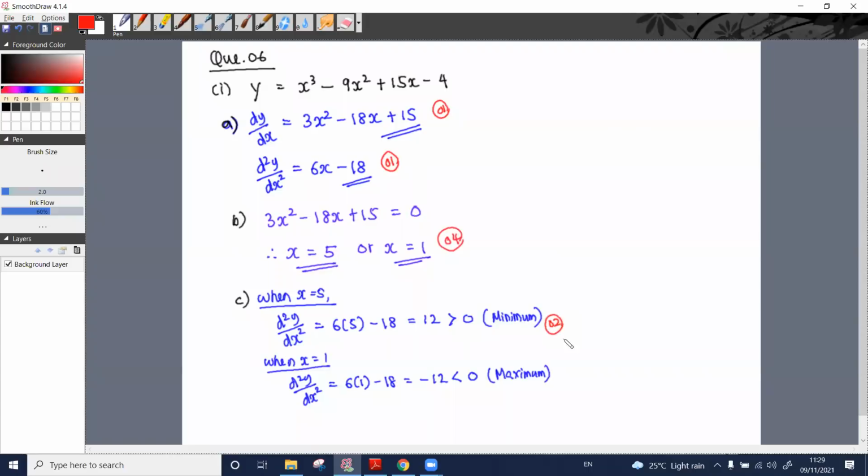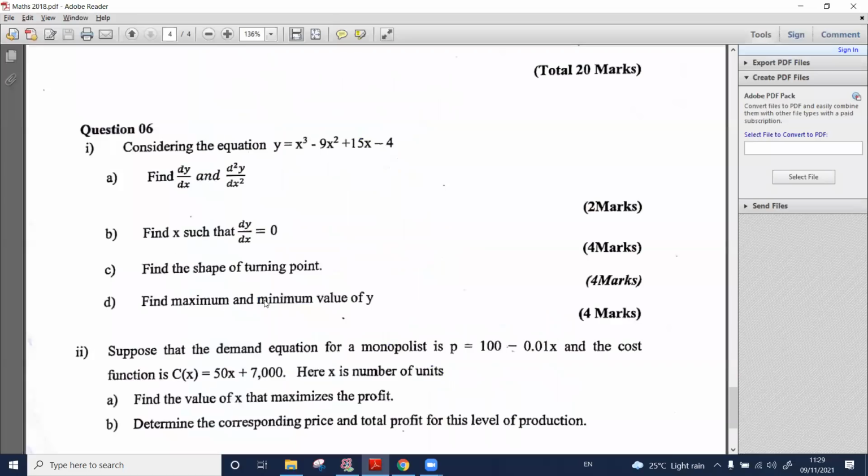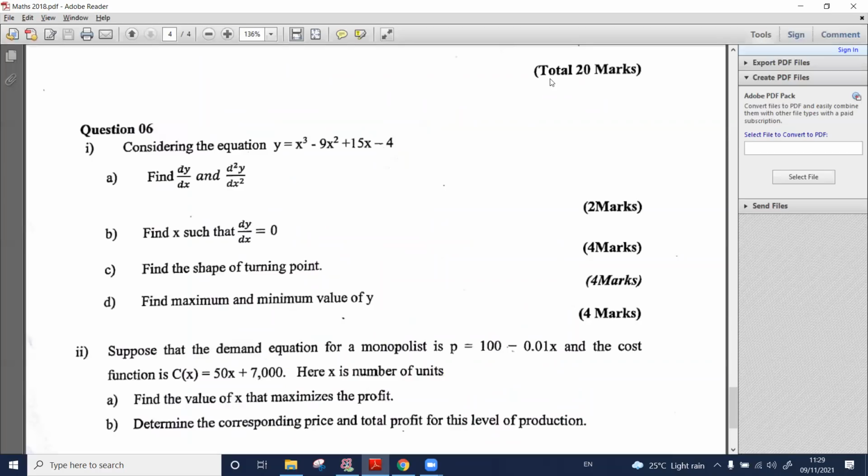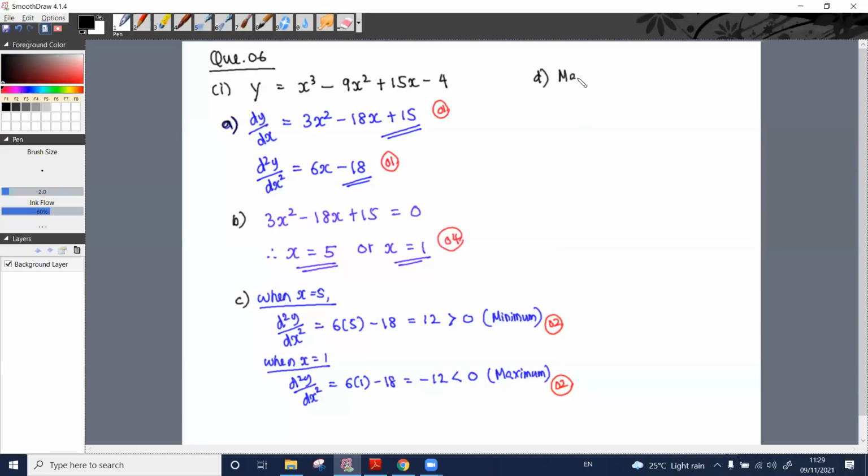For this answer, you can allocate 2. For this one, 2. Then the last one, part D. Find the maximum and minimum value of y. Maximum value of y.